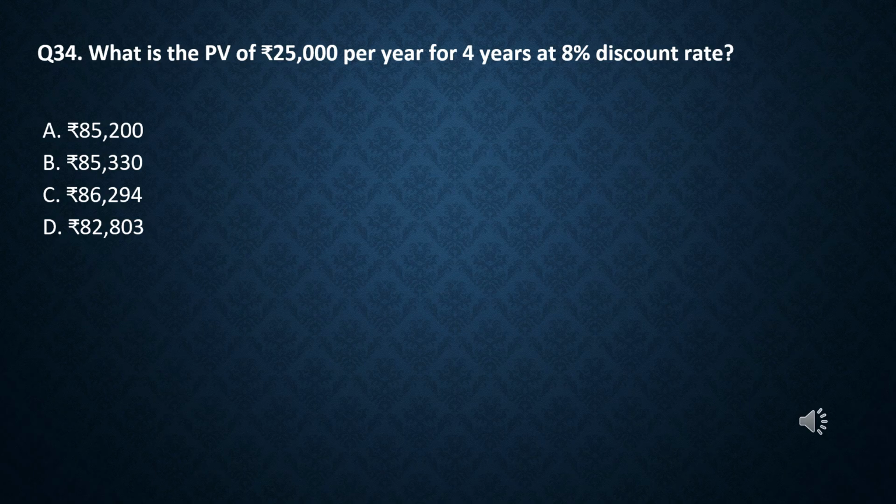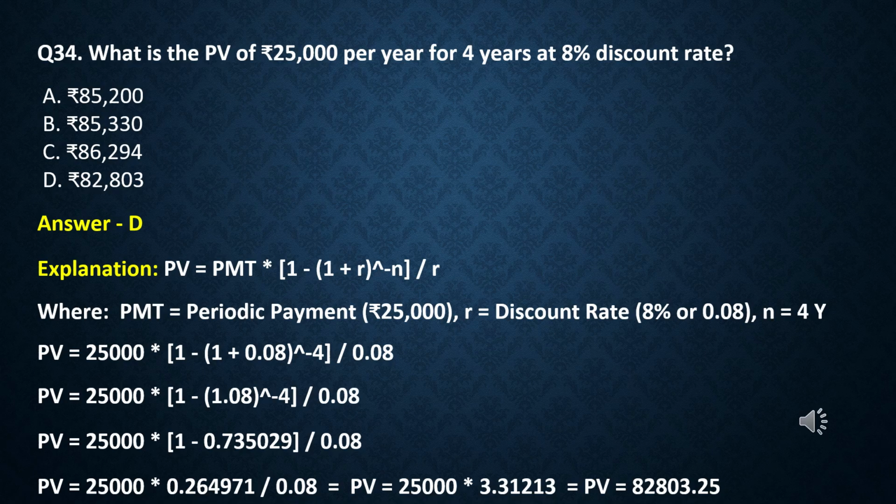Next question. What is the present value of 25,000 per year for 4 years at 8% discount rate? Correct answer is option D 82,803.